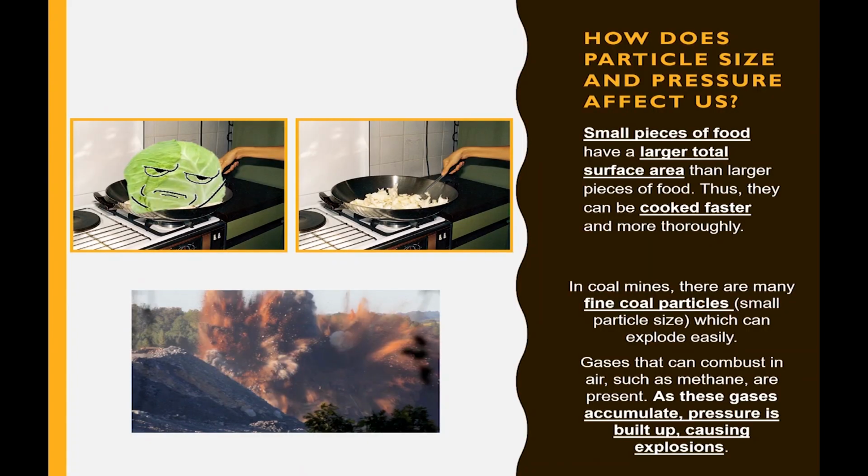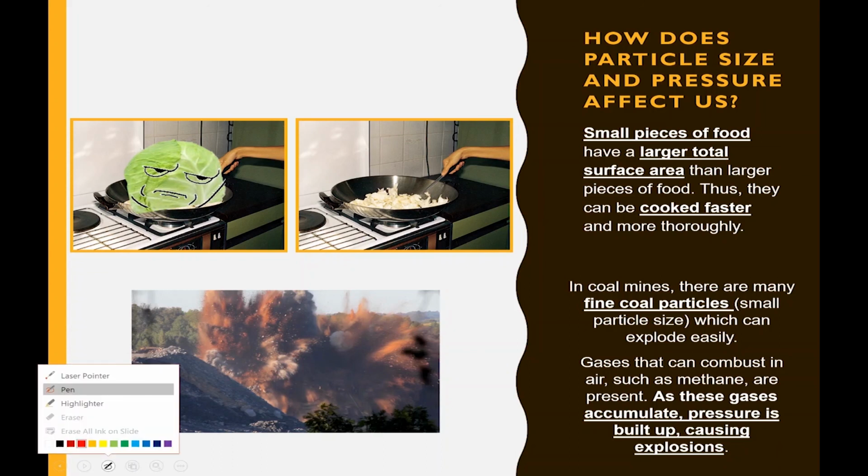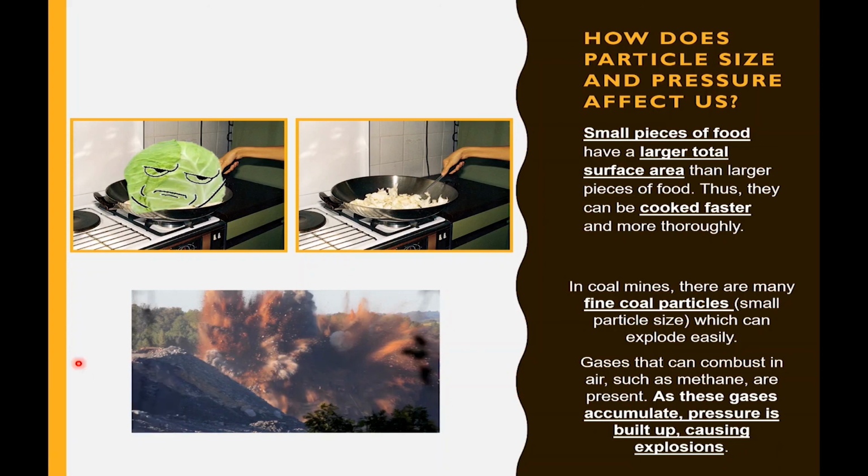So how does particle size affect us? For example, when you want to cook cabbage, I can't possibly cook one whole big cabbage here. You see how sad it looks? It will take very long to cook through. So what we usually do is cut it into small slices, so it will cook faster.